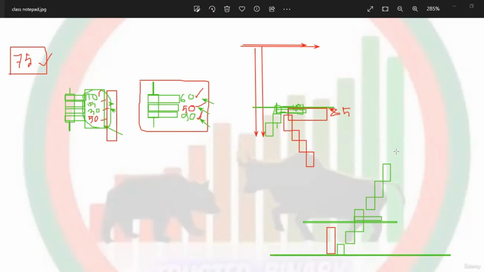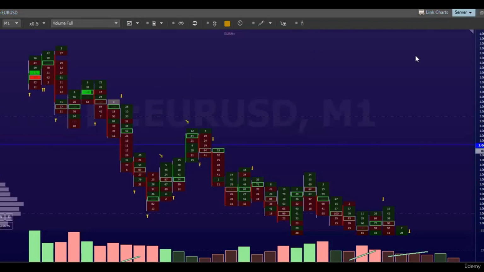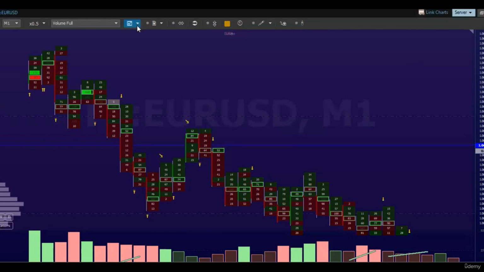So is it clear or not? Yes, sir. Okay, now try to understand in the chart. Is it visible? Yes. So now try to understand. In your chart you can create a setting here, like I'm showing you at this point, in this option. This option you can click here.